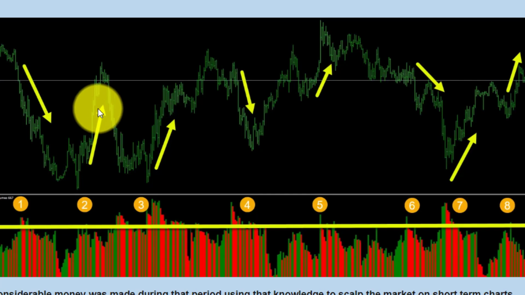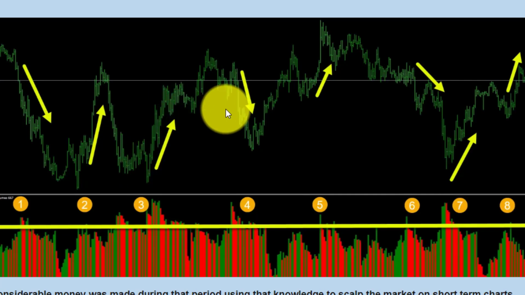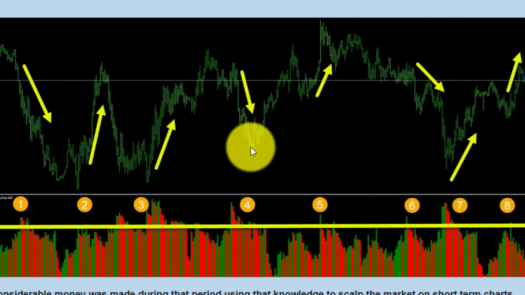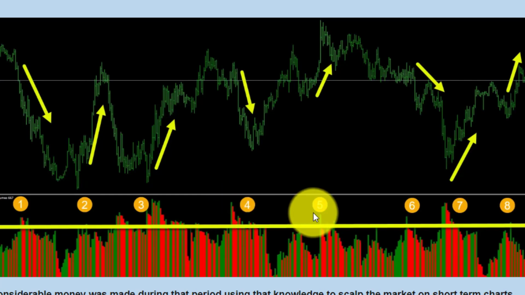It was going down there, you trade against the trend. There's an increase there. It was going down, you trade against the trend. It was going up, you trade against the trend, because of that inflow of volume. There it goes down, you trade against the trend. There it goes up, you trade against the trend. There it's going down, huge inflow of volume, you trade against the trend.